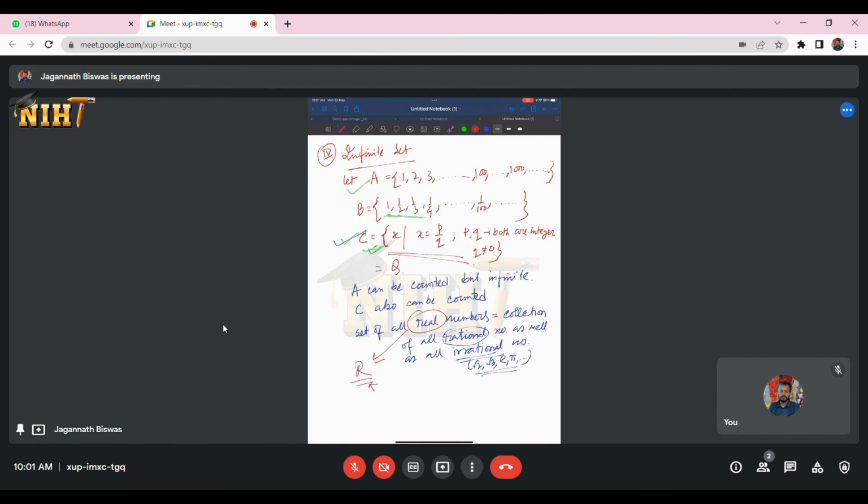Okay, this set cannot be counted. Very, very important. So this is countably infinite, but this is uncountably infinite. Okay, so there are two types of infinite sets.